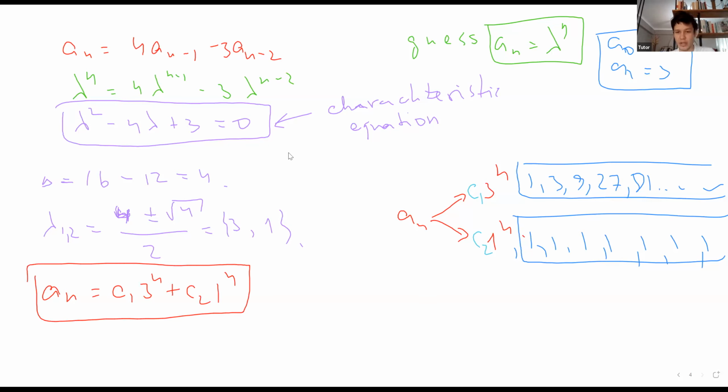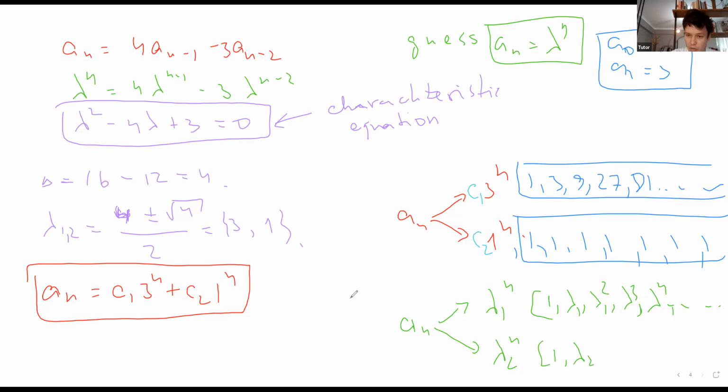More generally, this lambda 1 and lambda 2 were 3 and 1, but maybe I had different coefficients. So if they were any lambda 1 and lambda 2, so if a_n had the option that it could be lambda 1 to the power n, and the option that it could be lambda 2 to the power n, then what would be the good sequence? Well, one good sequence would be 1, lambda 1, lambda 1 squared, lambda 1 cubed, lambda 1 to the 4th, right? But then there would also be another good sequence: 1, lambda 2, lambda 2 squared, lambda 2 cubed, lambda 2 to the 4th.